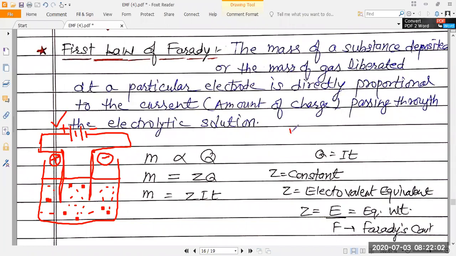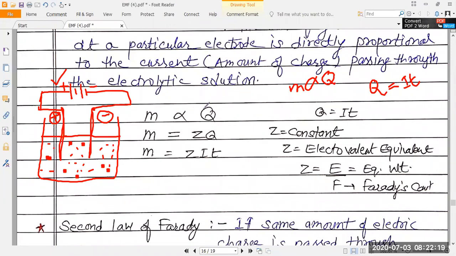So M is proportional to Q. Q is the charge and Q may be written as I into T. In physics, we know very well Q equal to I into T. I is the current and T is equal to time. So M is proportional to Q, and when we remove this proportional sign, we put an equal mark and a constant is taken. Here the constant is Z.